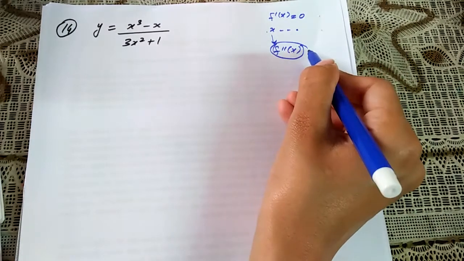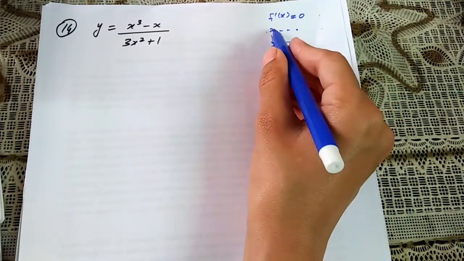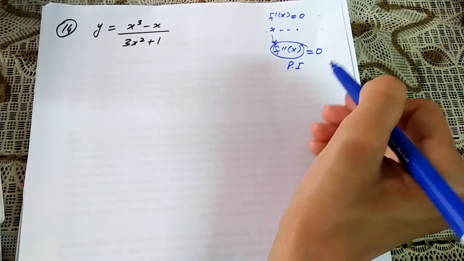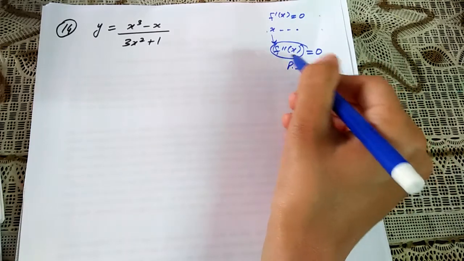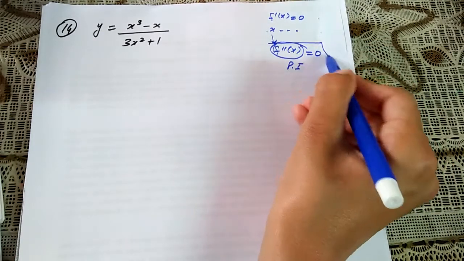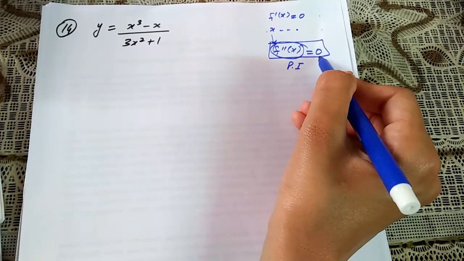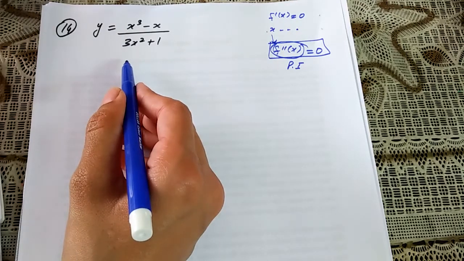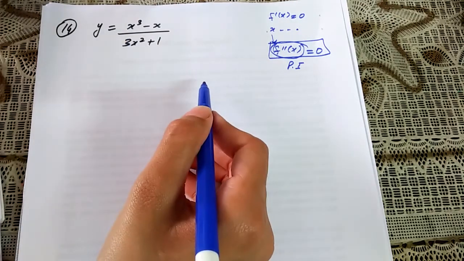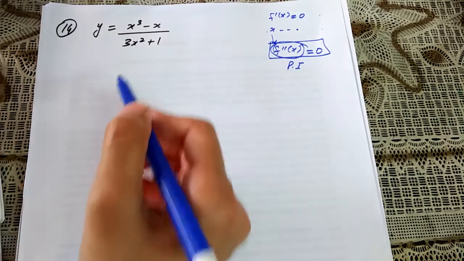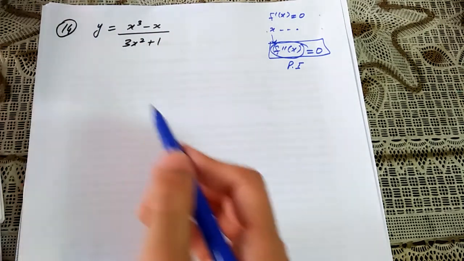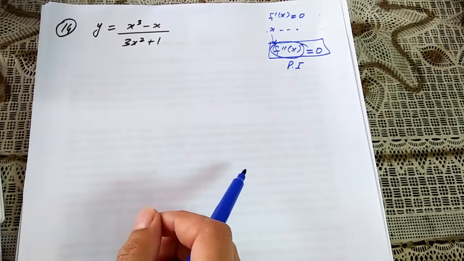If the double derivative becomes 0 at a critical point, then that critical point is called a point of inflection. So for a point of inflection, the double derivative will become equal to 0. So what do we need to do here? We need to find the second derivative and make it equal to 0. We will get some values, put those values in the given function, and we will get the exact point of inflection.